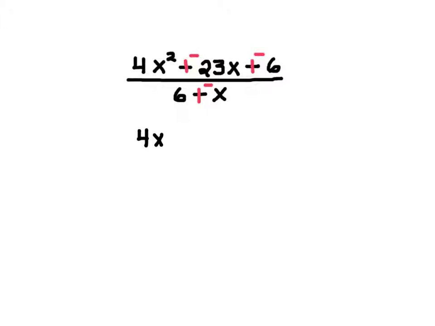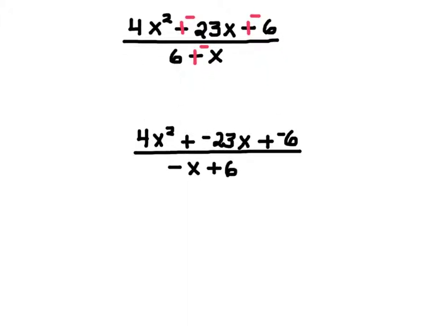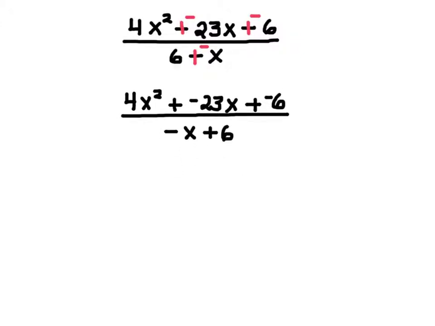4x squared plus a negative 23x plus a negative 6. And I want to deal with the denominator. The denominator should have the higher degree term in front, that is, the x, or the negative x. Since it's all addition, I can commute and say that this is equal to a negative x plus 6. Now if I use factoring, let's move these up again. Let's move these up.